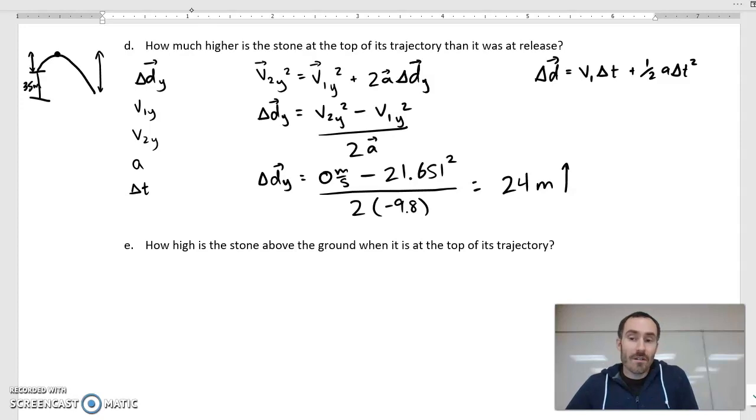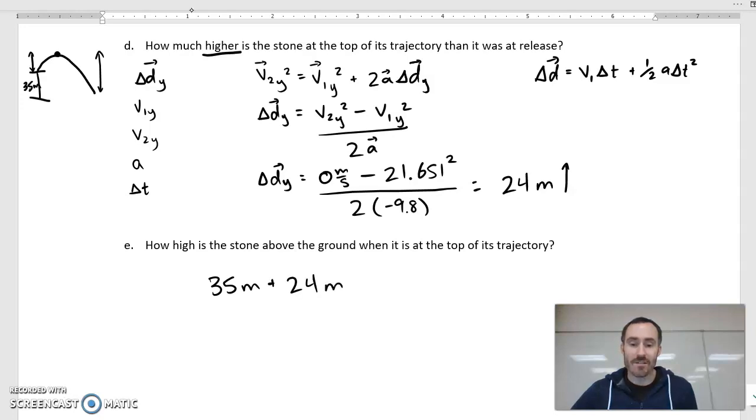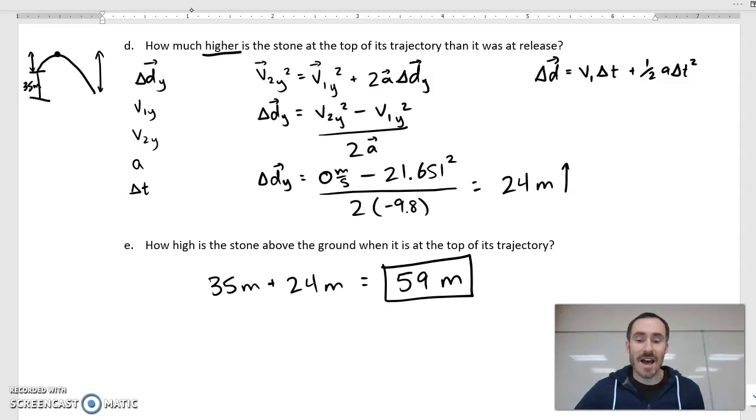Okay, so it's asking in part D how much higher is the stone at the top of its trajectory than where it was launched. Part E is asking us to add up that and the height from the ground. So this is just 35 meters, which was its starting height, plus 24 meters, which is equal to 59 meters. Okay, and so this is the maximum height. This is the height it's falling from. So that's the maximum height it got to, and now we're going to figure out all the other stuff based on its starting height above the ground.